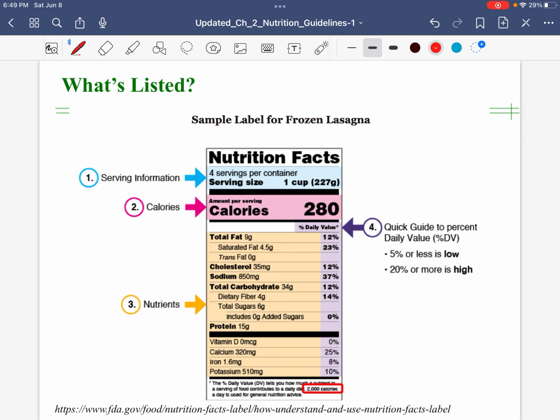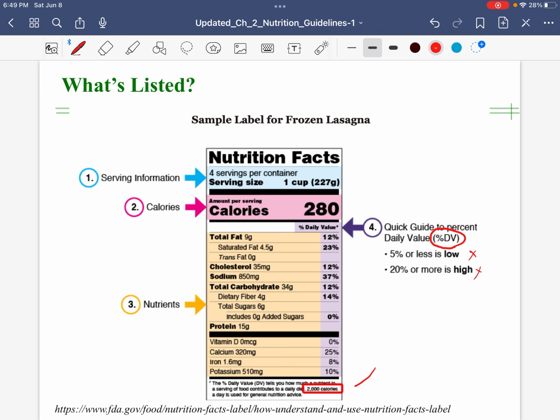I mentioned the percent daily value to you. These are not the exact same as the RDA, but they're based off of the RDA. These nutritional label guidelines tell us that 5% of the daily value is low, 5% or less. 20% or more is high. You don't have to know those numbers for me. That's just their definition. Percent daily value.